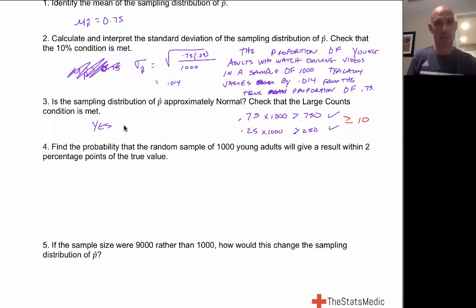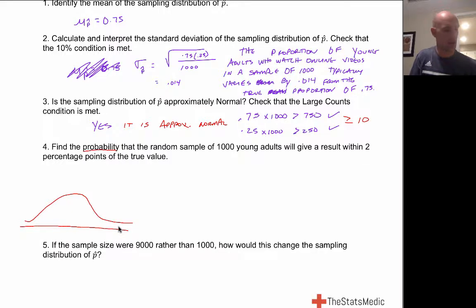So we say, yes, it is approximately normal. So we find the probability that a random sample of 1,000 adults will give a result within 2 percentage points of the true value. We're finding probability because it's approximately normal. I can look at my normal curve here. Let me draw it out. If we have 0.75 right here, which is our proportion, and we go within 2 percentage points, we'll go to 0.77 and 0.73.